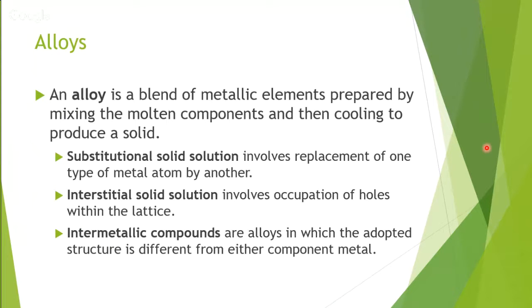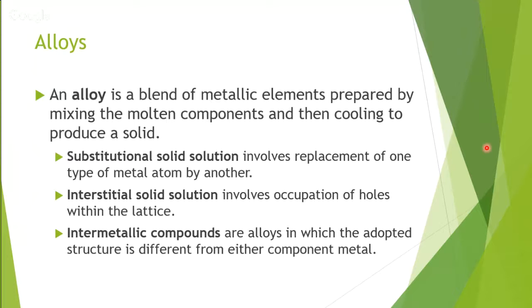All right, the last thing we're going to talk about in this set is alloys and their various types. So on this slide, I just want to introduce the 3 types of alloys, and then we're going to look at some specific examples with some diagrams on the next page. So an alloy is a blend of metallic elements, and we usually prepare these by heating up the different kinds of elements together and then cooling them down to produce a solid.